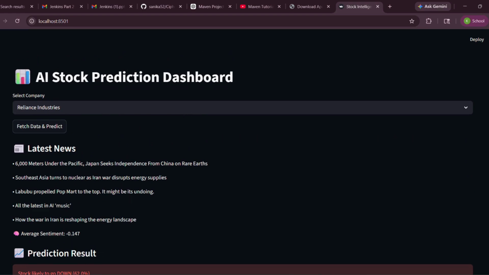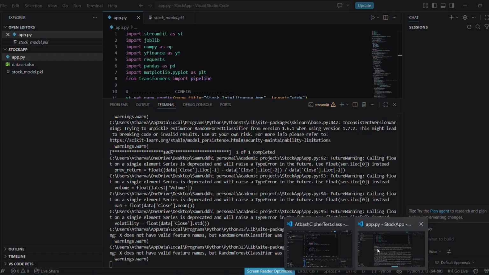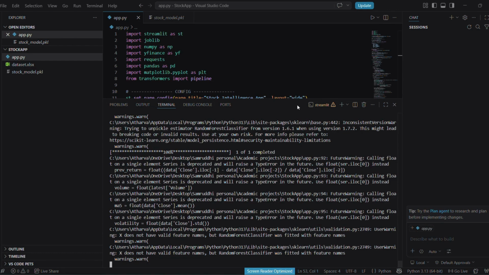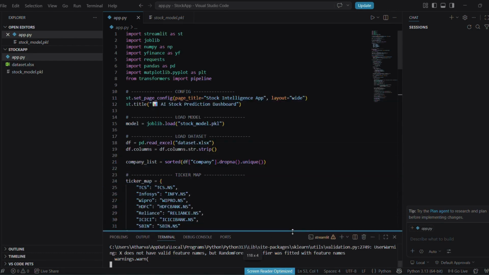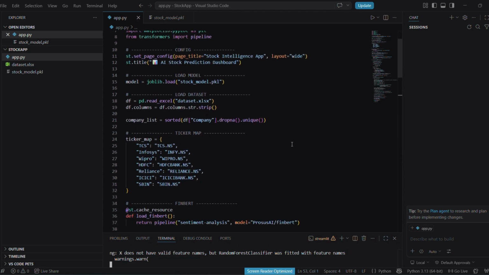So this is all about our demo. Now let's go through all the code. So this is our app.py file.